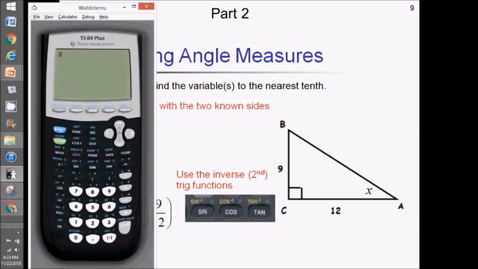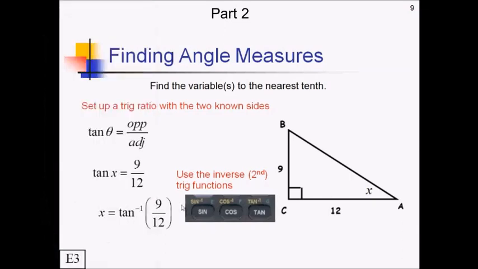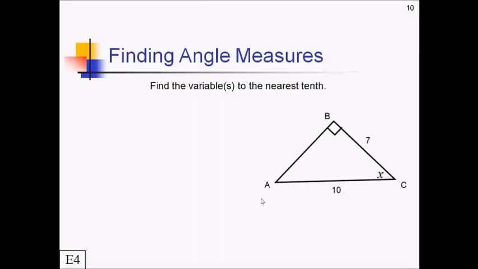So I'm going to do second, and then I wanted second tangent for this problem, so second tan. That gives me tan inverse. And now I want to take the inverse tan of, we said 9 over 12, so 9 divided by 12, and equals, we said 36.9, so that is the actual angle in this triangle. Pretty cool. We'll do one more of these types of problems. Try this next example on your own.